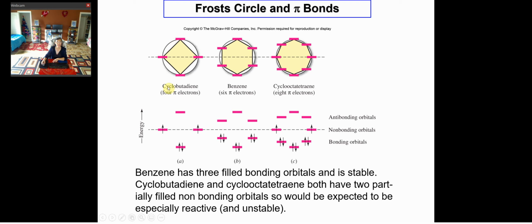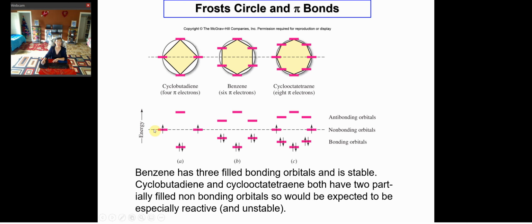So for cyclobutadiene, you have 4 carbons. You draw a polygon, a 4-numbered ring, which is a diamond. Each point of the polygon touches the circle and represents the energy of that related orbital. That's called the Frost circle.